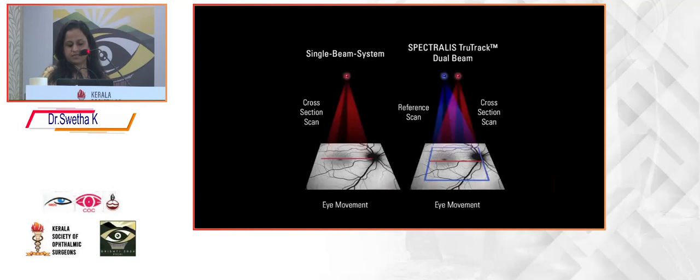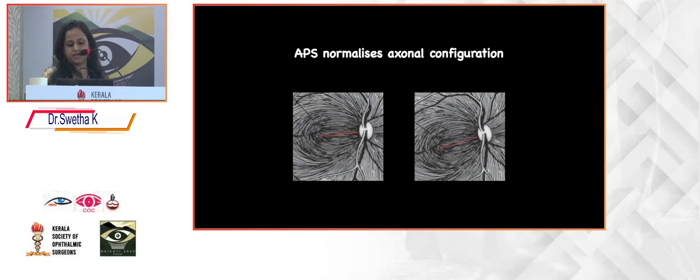Now in Spectralis, what we have is a dual beam TrueTrack. You can see that there are two reference scans and a cross-section scan. So whenever the patient is moving his eyes, or if the patient is tilting his head, the machine detects it and aligns it so that only the same area is going to be taken next time.